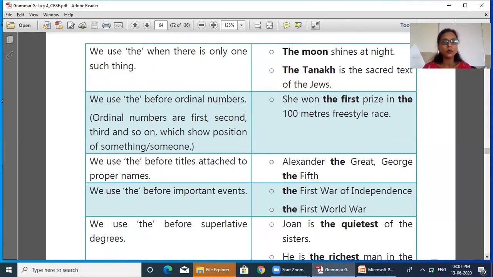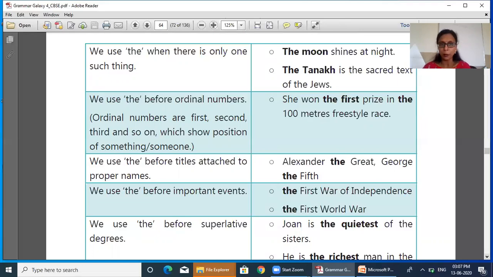We use "the" before ordinal numbers. What are ordinal numbers? First, second, third, fourth, last. These are the ordinals. See the examples. She won the first prize in the 100 meters freestyle race. Why should we use "the first prize"?